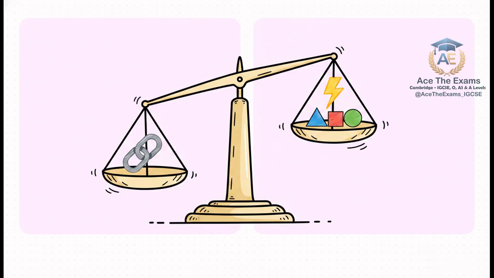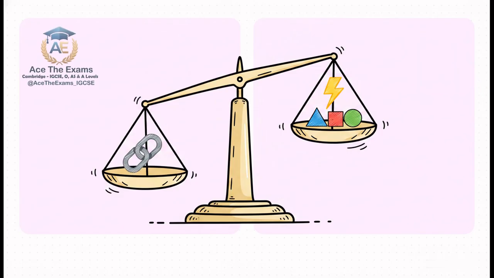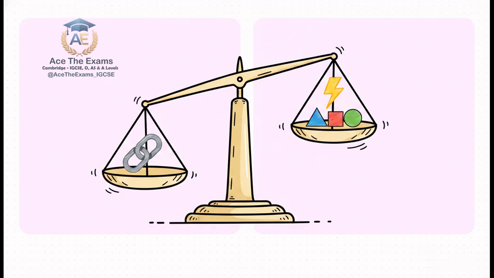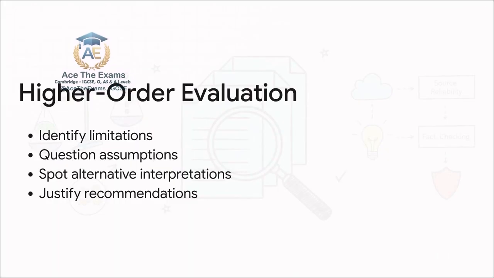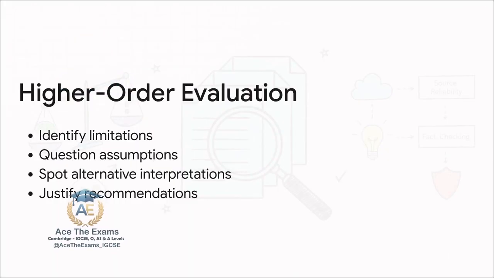You've got to use comparative connectives. Think words like whereas, similarly, or conversely. And you must back up both those similarities and differences with specific evidence from the text. You're drawing conclusions about relative importance here, really weighing one piece of information against another. To really lock in those top-tier grades, you absolutely have to engage in higher-order evaluation.